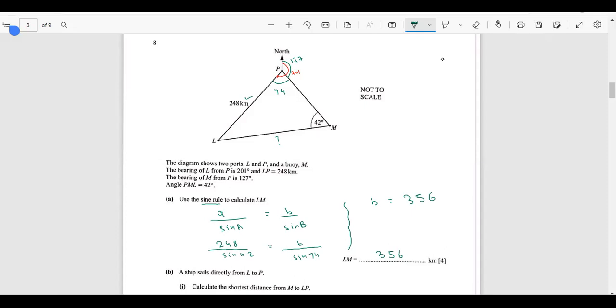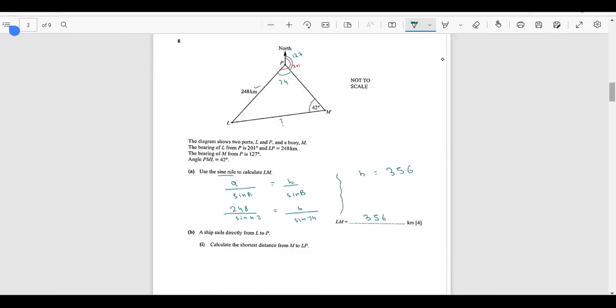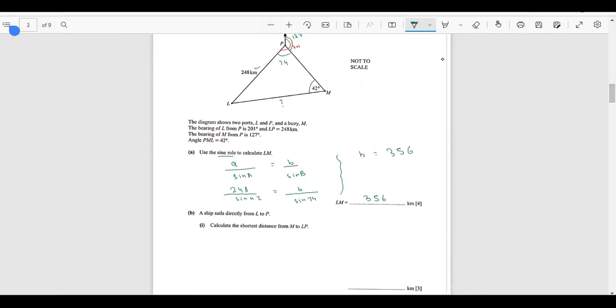So this was the first part of this question. It was a 4-mark question, so you need to do all the necessary working. You need to show why the angle was 74, not only by plotting it there, but also by mentioning it. The second part is interesting. It is a 3-mark question. It says, a ship sails directly from L to P. Now there's a ship and it's going from L to P directly. Calculate the shortest distance from M to LP.